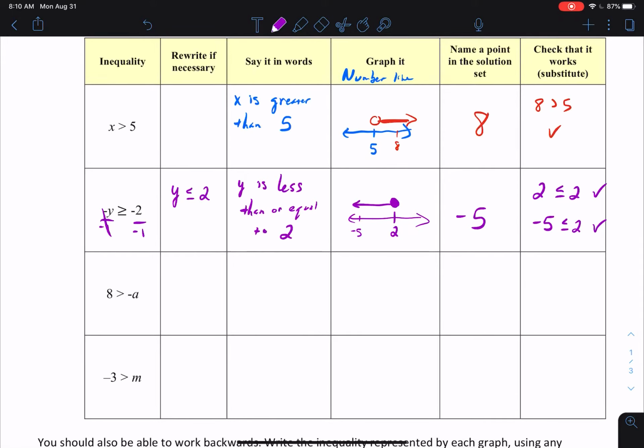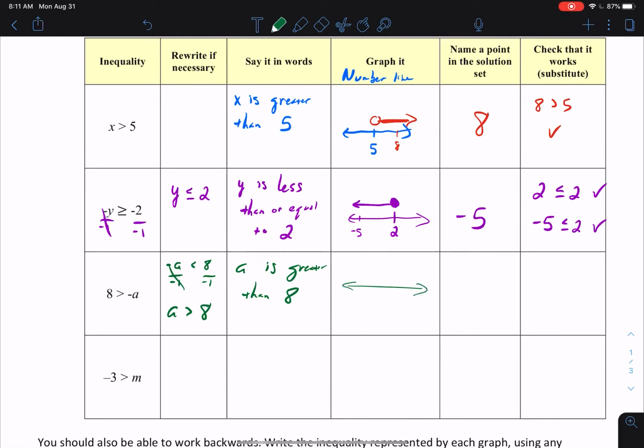All right. Next up, 8 is bigger than negative a. First off, I'm going to rewrite this so that my variable's first. Negative a is less than 8. But I got that negative sign, so I have to divide both sides by a negative. And what happens when I multiply or divide by a negative? I have to flip my sign. So this becomes a is greater than 8. So I can flip my sign. That makes a being greater than 8.